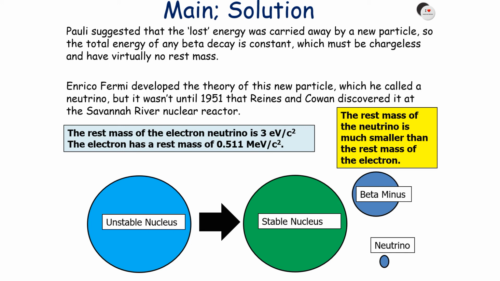Now Enrico Fermi developed the theory of this new particle, which he called a neutrino, but it wasn't until 1951 that it was discovered in the Savannah River nuclear detector in America. Now the rest mass of the electron neutrino is only 3 eV per c squared. But the electron has a rest mass of 0.511 MeV over c squared. So even compared to the electron, a particle which is thought to be very, very small compared to protons and neutrons, the neutrino is on the order of 100,000 times smaller than the electron. So the rest mass of the neutrino is much smaller than the rest mass of the electron.